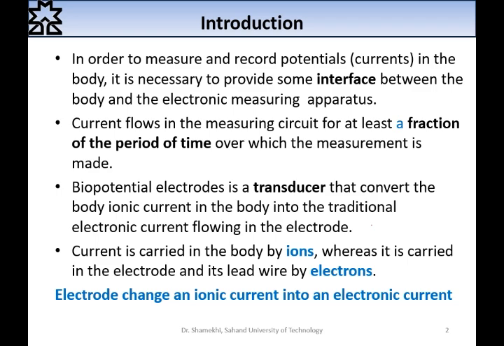Biopotential electrodes are transducers that convert the body ionic current, remember that, in the body into the traditional electronic current flowing in the electrode. It means that the ionic current generated inside our tissues, our excitable cells, will be converted to electronic current using our electrodes, our biopotential electrodes.